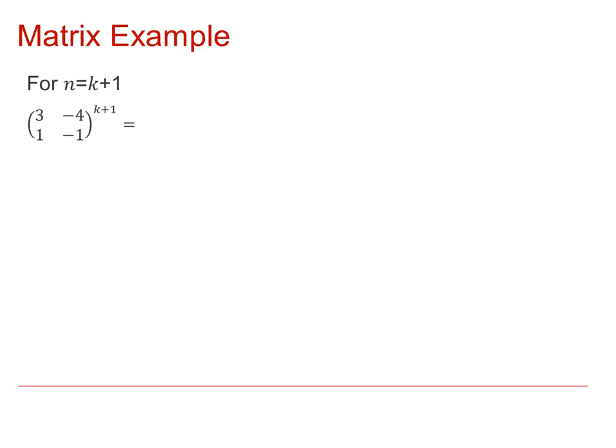We've got the matrix to the power k plus 1, so we can write that as being the matrix to the power k multiplied by just the matrix (3, -4; 1, -1). So that's going to be the case for any matrix. We can say to the power k plus 1 is equal to the power k multiplied by power 1.